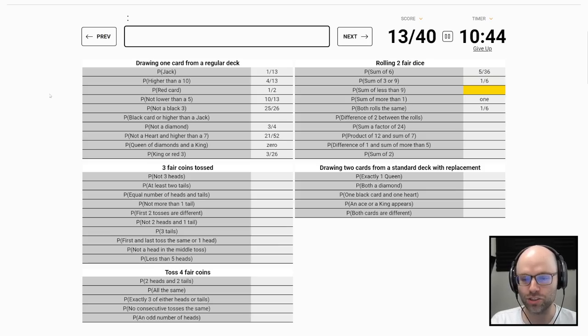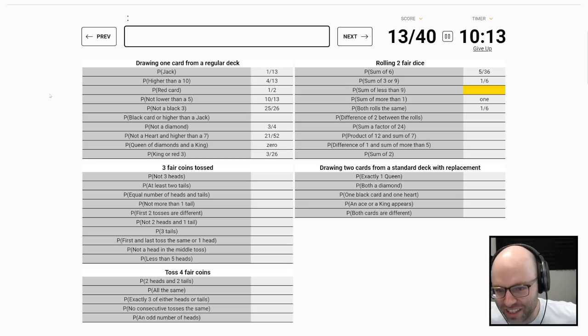A sum of less than 9. The first roll is irrelevant. Wait a minute. Less than 9. Well, no, because a 1 is guaranteed and a 2 is guaranteed. And then 3, 4, 5, and 6 are increasingly... we'll lead us to kings. Okay. Hold on. I got to think.